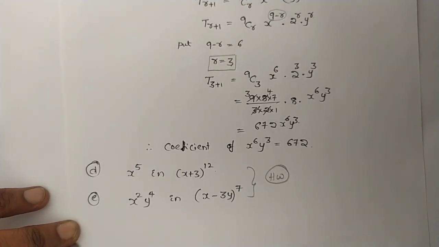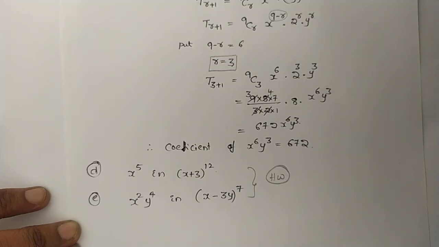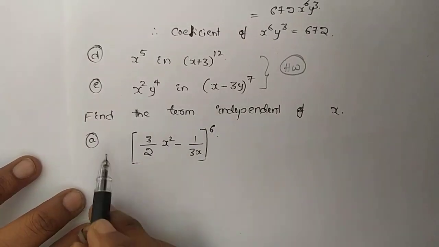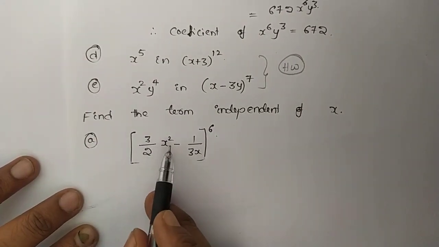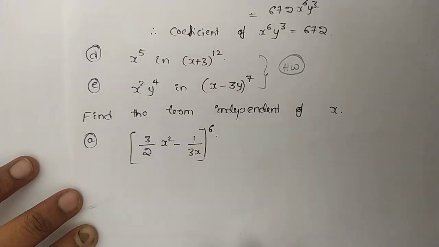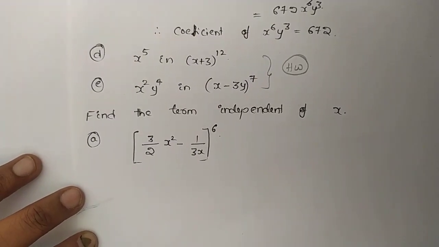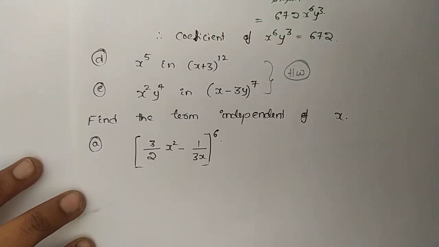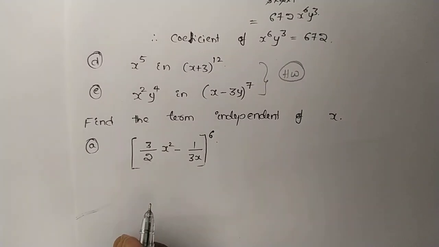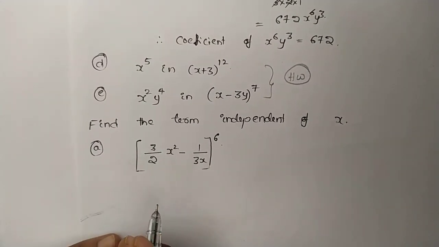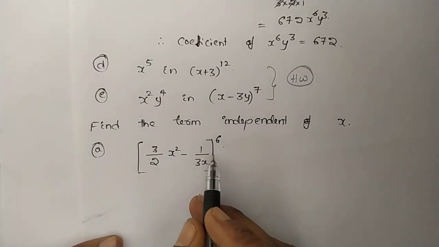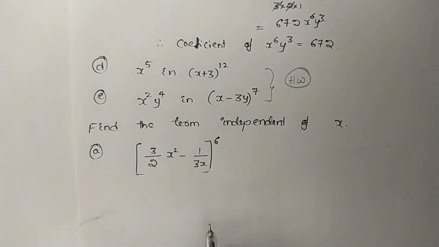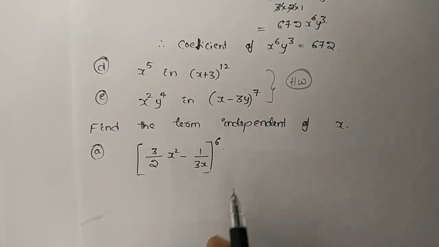Now let us move on to the next question. The next type of questions: find the term independent of x. First sub question: (3 by 2 x square minus 1 by 3x) whole power 6. These kinds of questions are also important for your examination. They are very similar to the previous questions. Okay, one difference will be there: find the independent term.